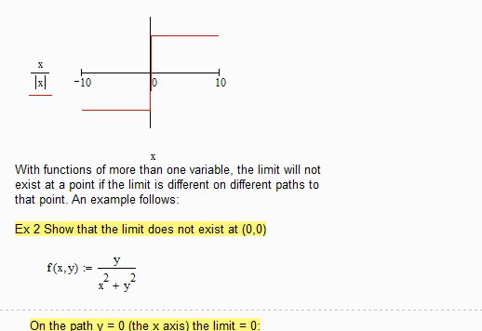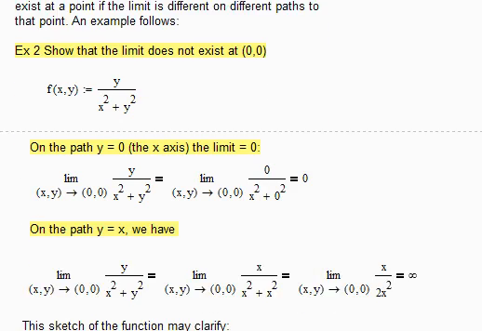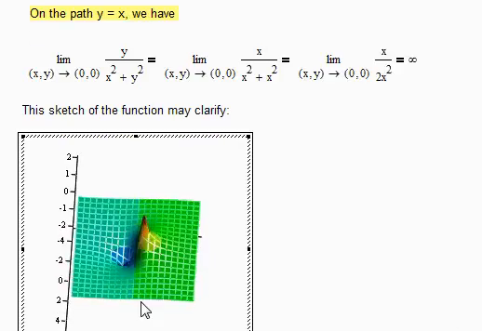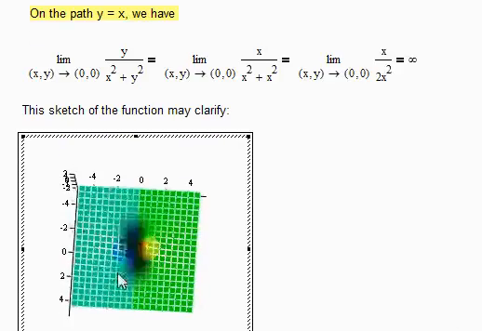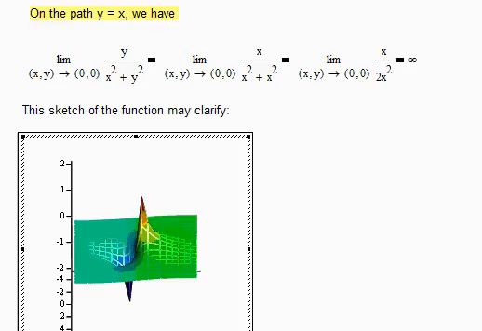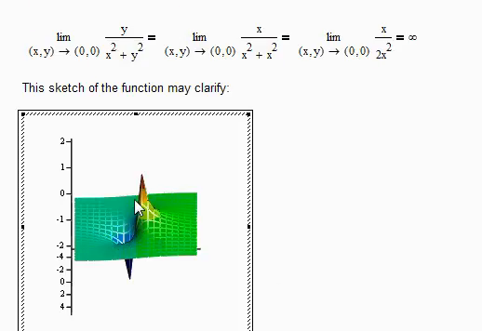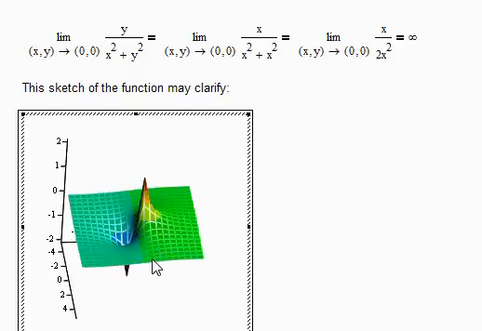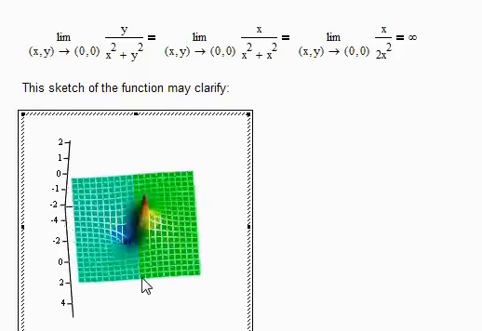Now, what about this one we just looked at? Well, here's the story on this one. y equals x would be this line going up here like this. And y equals 0 is this line right here. And if we looked at the limit along y equals 0, we come over to 0 on that path. There's probably a little grid line in there at 0, and it just comes over to 0, no problem.